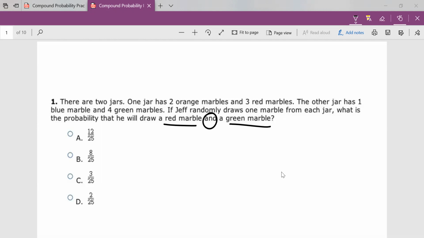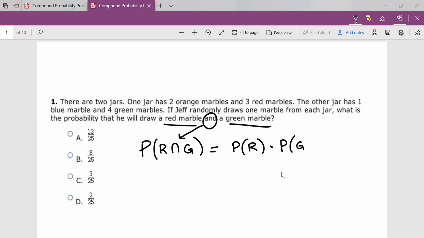I'm going to write that as capital P for probability. My event goes in the parentheses. We're looking for a red and a green. So another way to write, instead of writing the word and, is to use this upside down U. That stands for the word and. So we're looking for the probability of a red and a green, which would be the same as finding the probability of just the red first and multiplying it by the probability of the green in the second event.